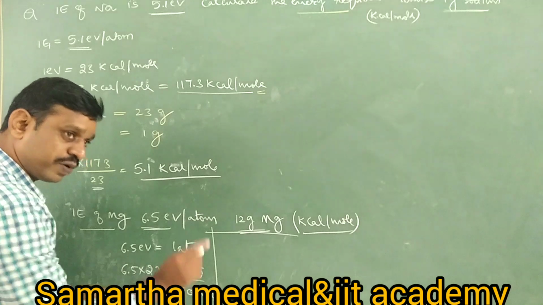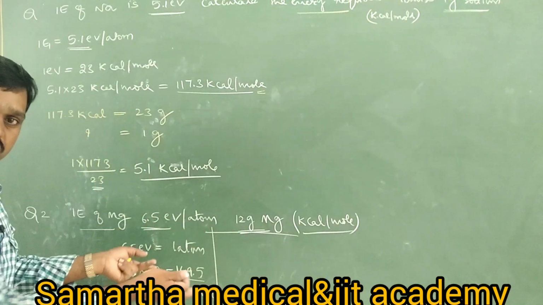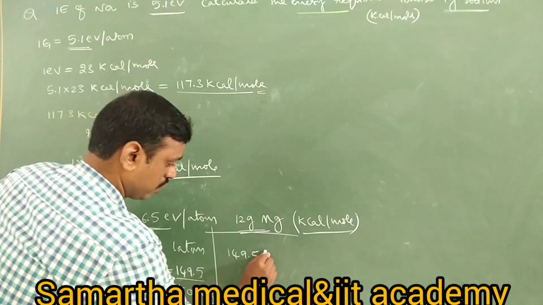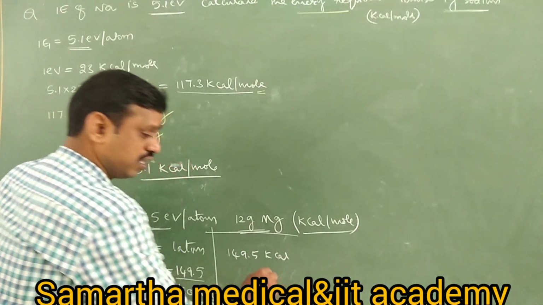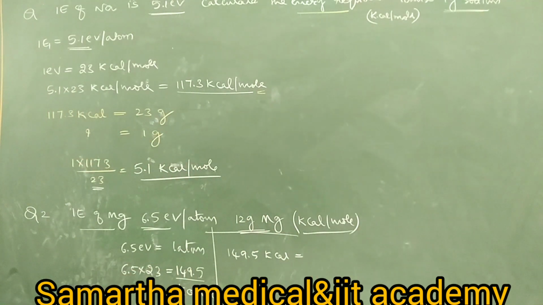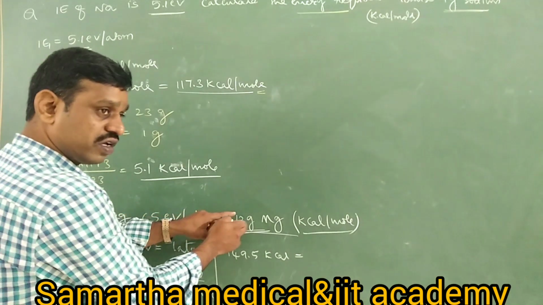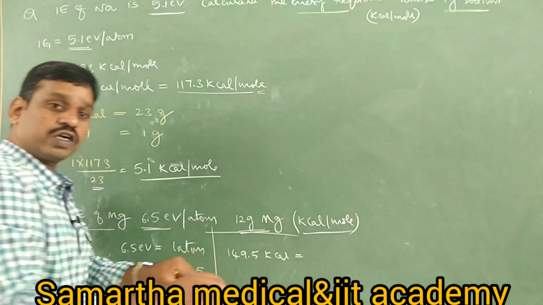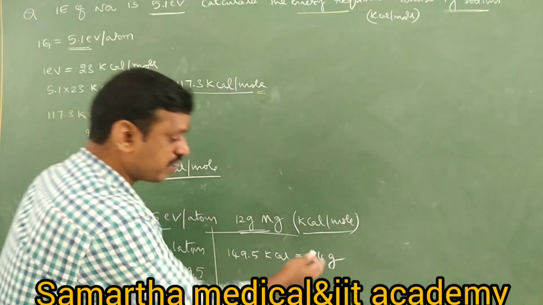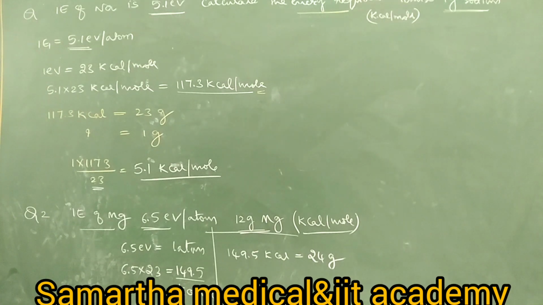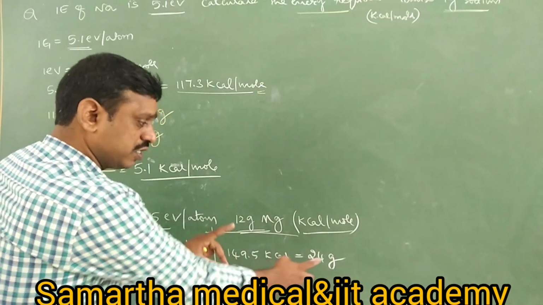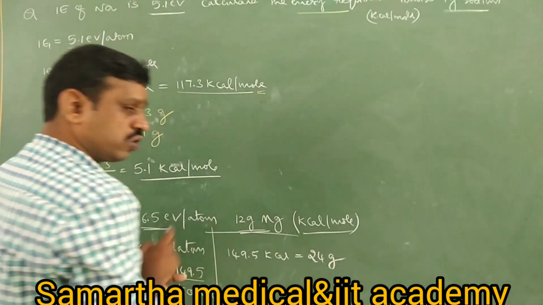Kilocalories per mole means this much energy per mole. Can I write like this? 149.5 kilocalories is for 1 mole. 1 mole is equal to how many grams of magnesium? Because the question is asked for gram, I want to convert 1 mole into gram. 1 mole is equal to 24 gram because the atomic mass of magnesium is 24. So this much kilocalories per 1 mole, and 1 mole is equal to 24 gram.